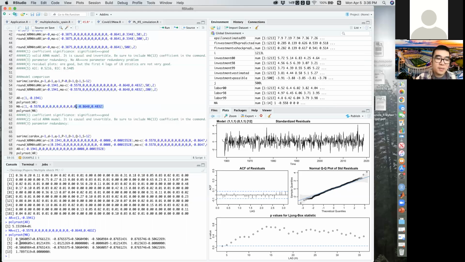But anyway, this is the polynomial root of the MA coefficient, and I compared it, and I do not find any of these 13 polynomial roots similar to 5.1519, which is the polynomial root of the AR coefficient. So this suggests that there's no parameter redundancy, because all the MA roots are not equal to the AR roots.